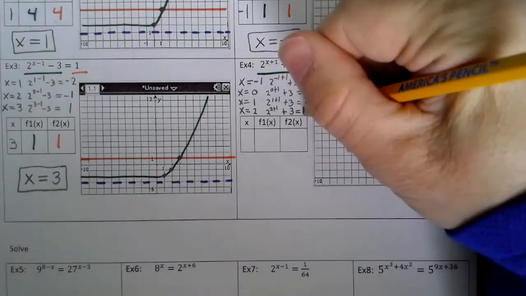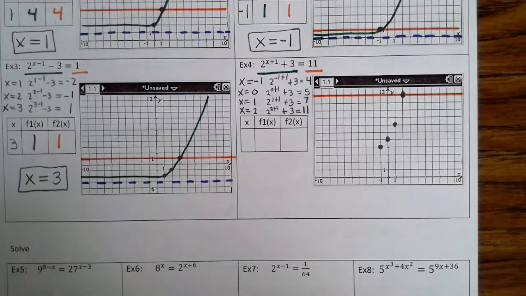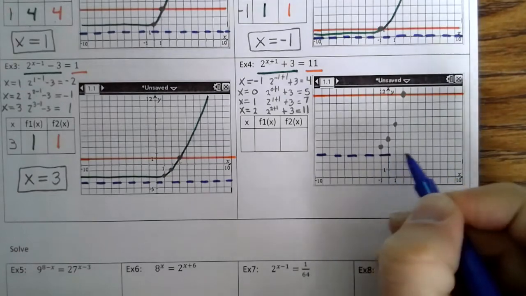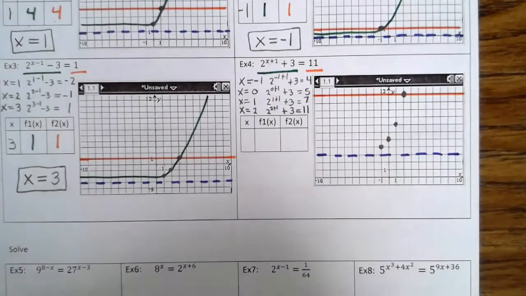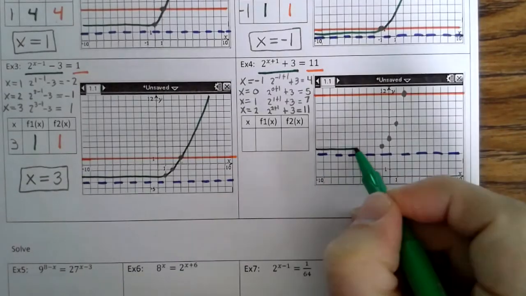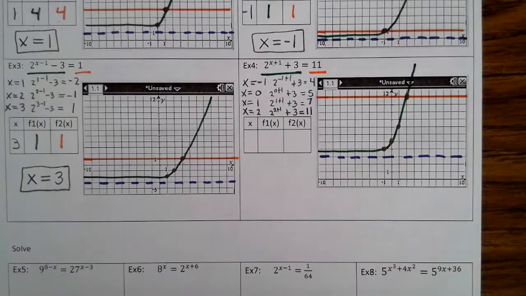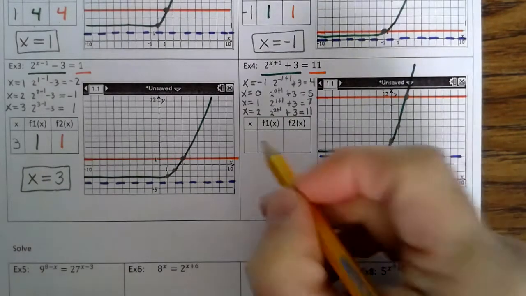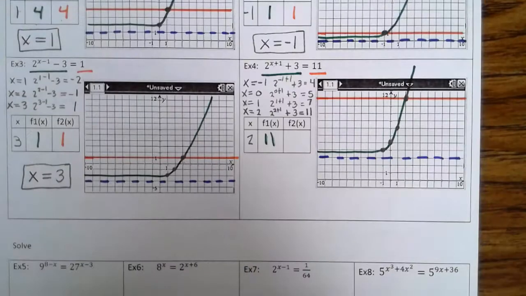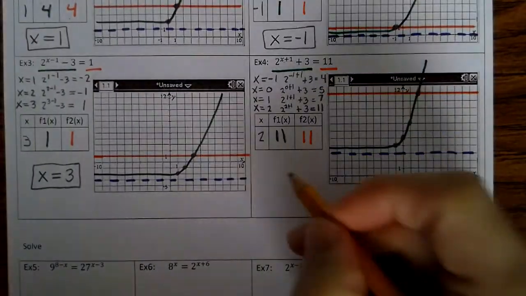Now your asymptote occurs at 3. So 1, 2, 3. So our exponential curve for the left side is this. All right, so you can see when x is 2, f1 of x is 11, and f2 of x is 11. So your solution is x equals 2. All right, go ahead and finish up example 4.